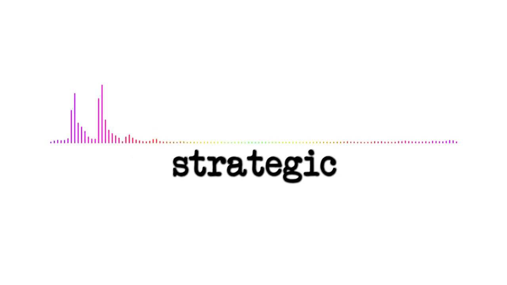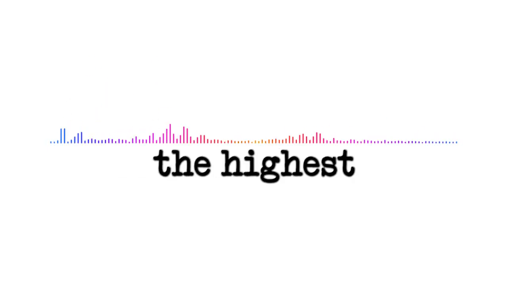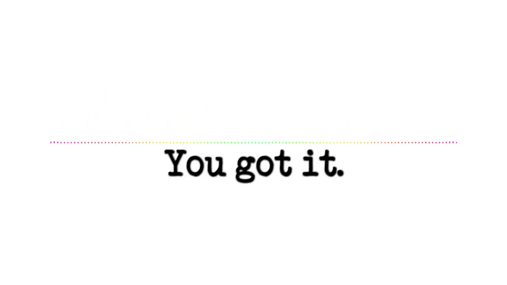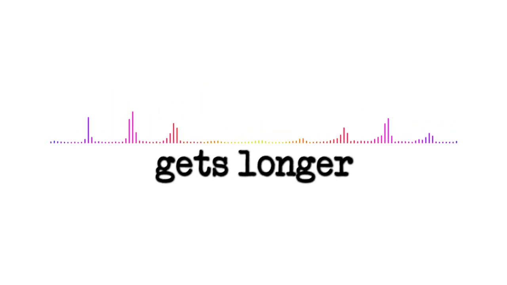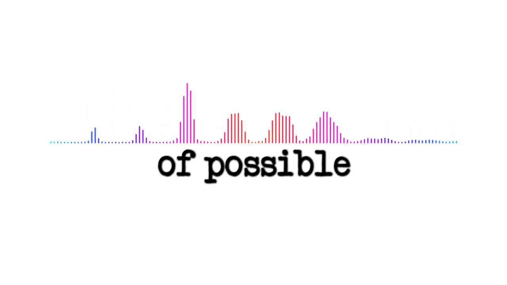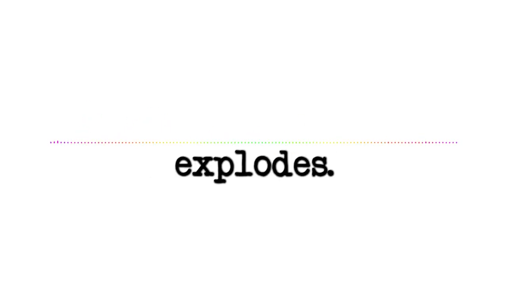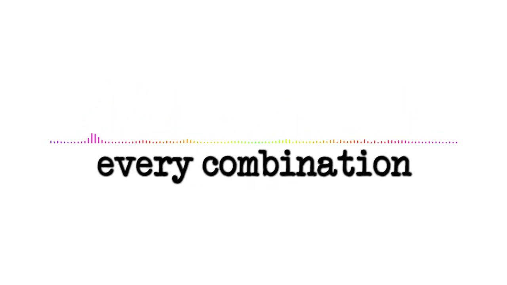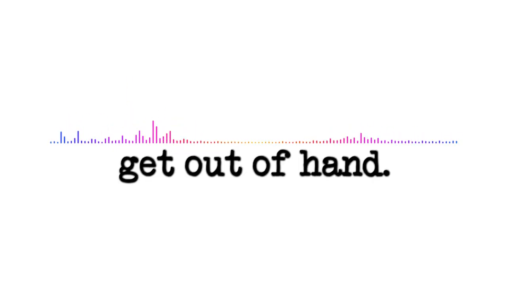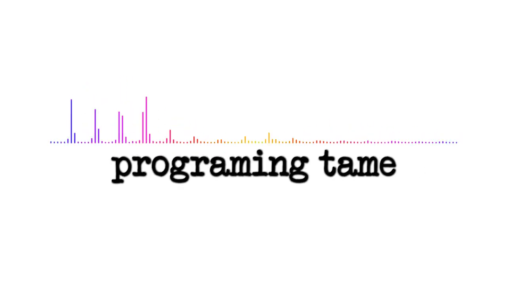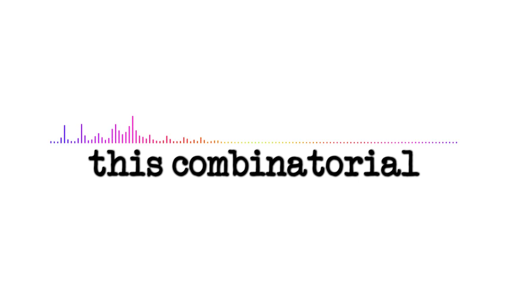So it's like a game of strategic parentheses placement to achieve the highest possible outcome. You got it. And it might seem like a simple puzzle, but as the expression gets longer and more complex, the number of possible parenthesis combinations explodes. Trying every combination would be a computational nightmare. I can see how that would quickly get out of hand. So how does dynamic programming tame this combinatorial beast?